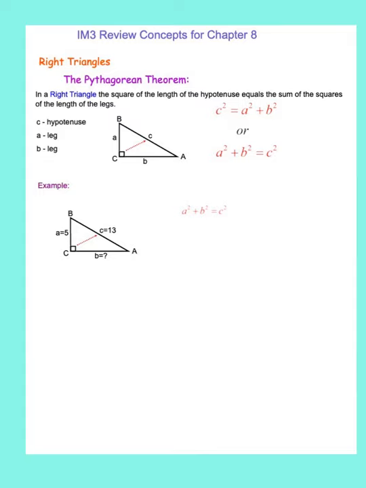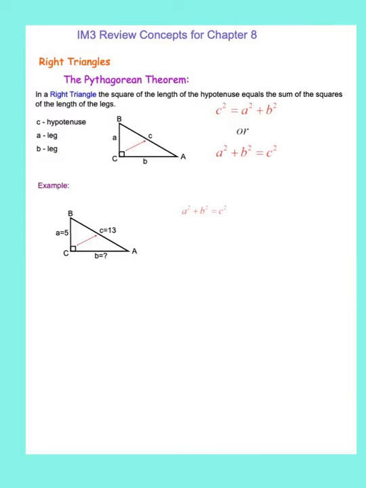It says in a right triangle, the square of the length of the hypotenuse equals the sum of the squares of the length of the legs. So the first thing we want to do is talk about the right triangle. The longest side in the right triangle is going to be our hypotenuse, always opposite the right angle. The other two sides are both called legs. If they are not equal to one another, one is a shorter leg, the other one is the longer leg.